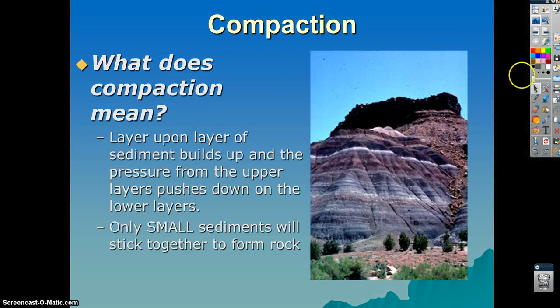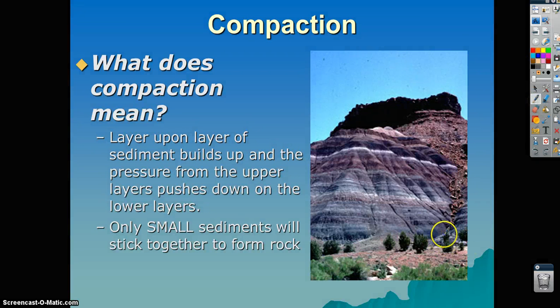So if we focus on compaction for a second, in the picture down here at the very, very bottom, this is where the high pressure area is, where it's being compacted. Okay, up here at the top, there's not a whole lot that's on top of those layers. So there's not a whole lot of pressure going on there. So you're going to have the most compaction, the most squeezing, the most amount of pressure down here on the bottom layers. Okay, and it's going to squeeze that sediment together to form a rock.